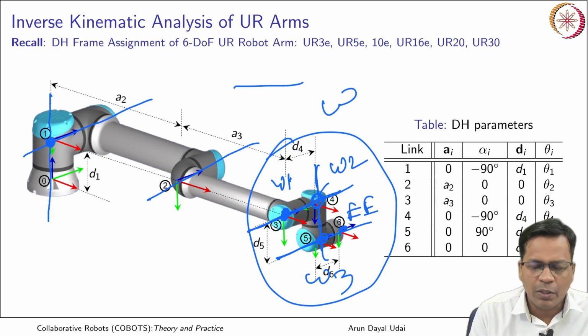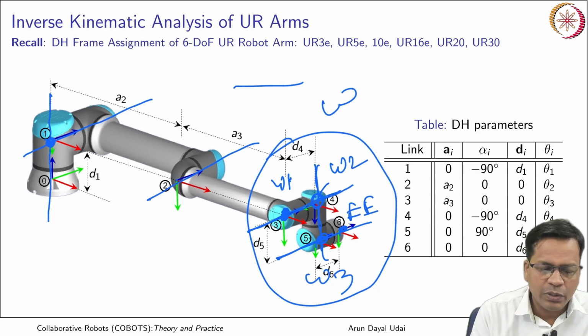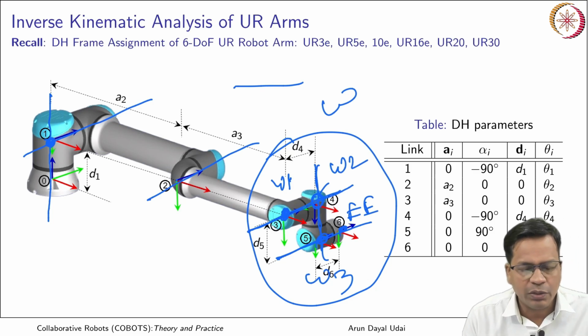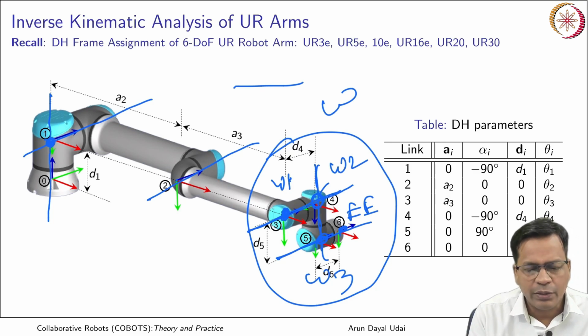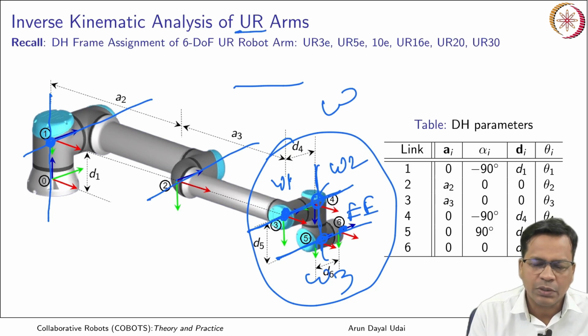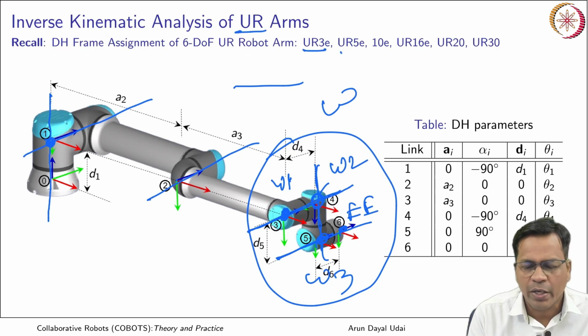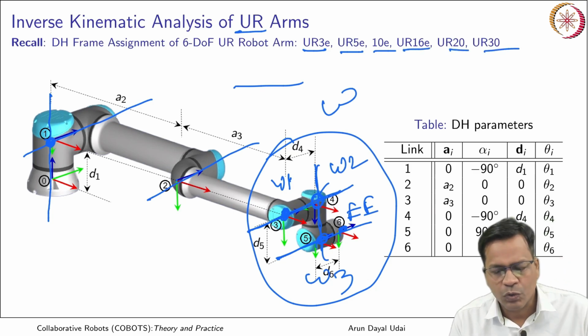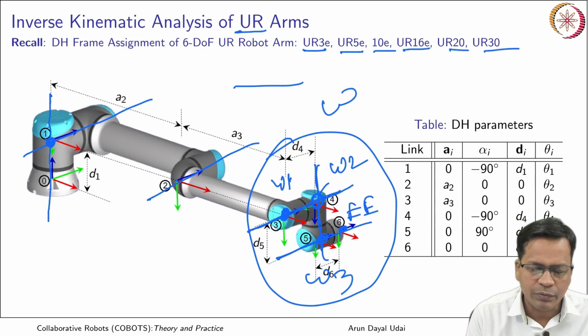In this robot that is not the case. It is like a snake kind of robot, and you see all the UR arms, UR here I would mean universal robot arms, like UR3e, UR5e, 10e, 16e, 20 and now 30. All the UR arms are of this configuration. So let us do universal robot arms here.